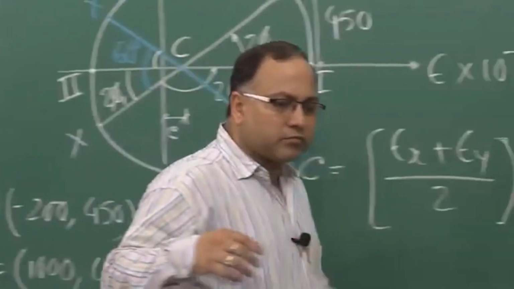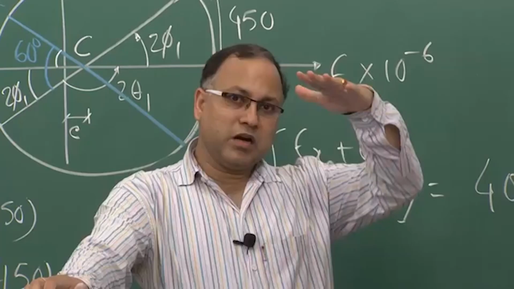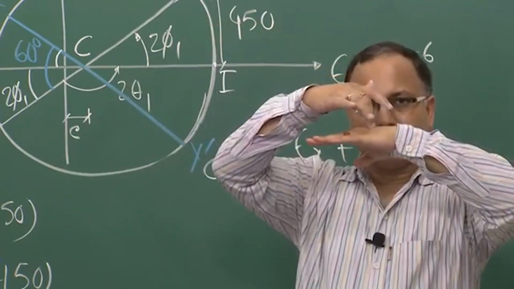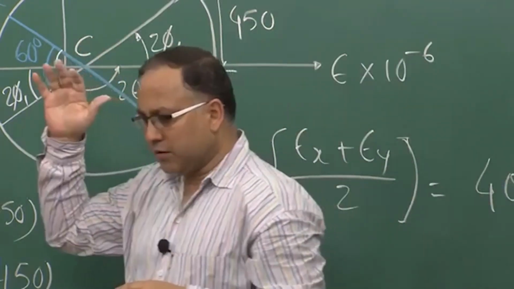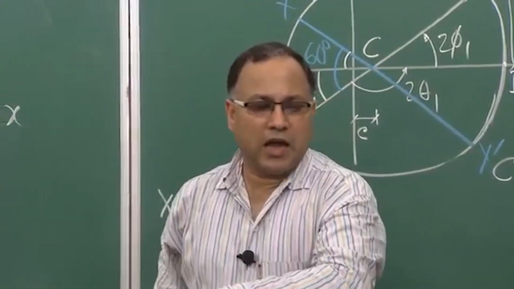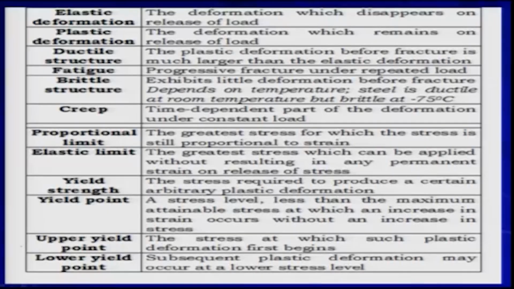So, it depends on temperature. Then next term is creep. Creep is nothing but the time dependent part of the deformation under constant load. That means it is a time dependent phenomenon. So, you have the material and on that material you are having a sustained load, existing over a period of time, and then due to that kind of sustained load you will be getting some deformation, and that deformation is known as creep.